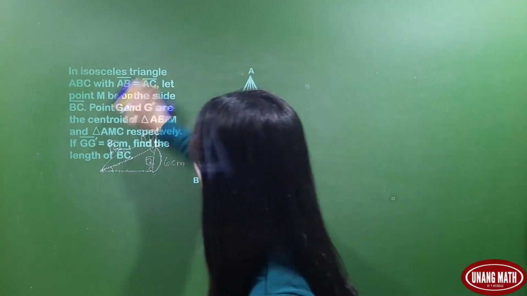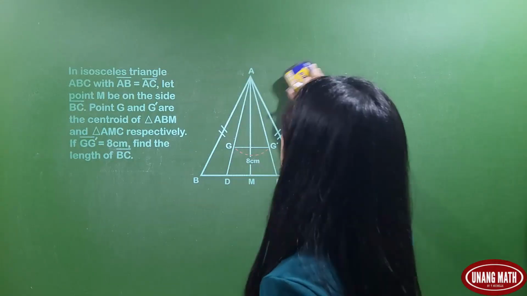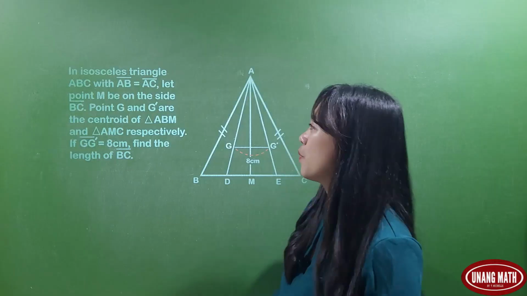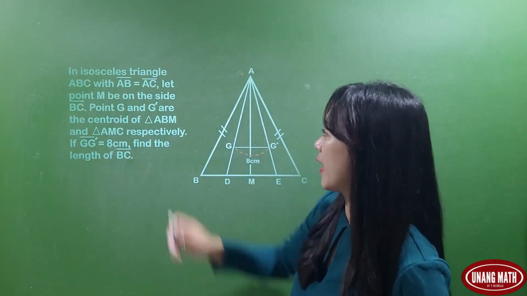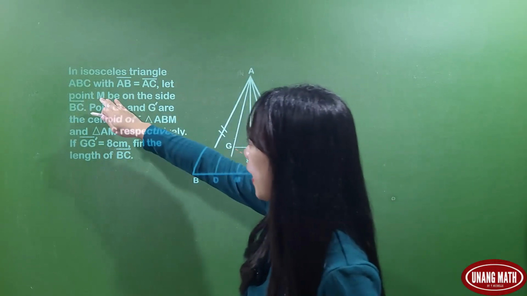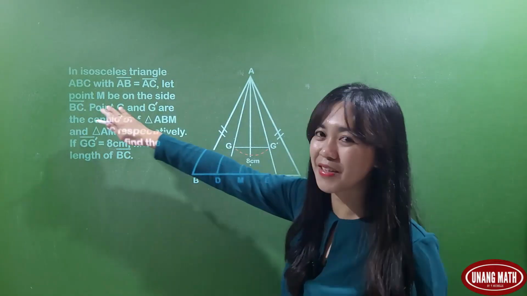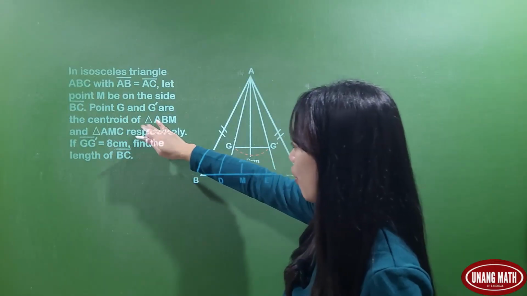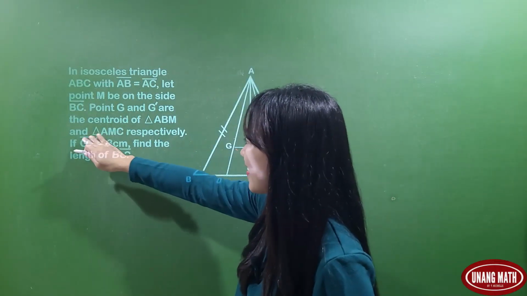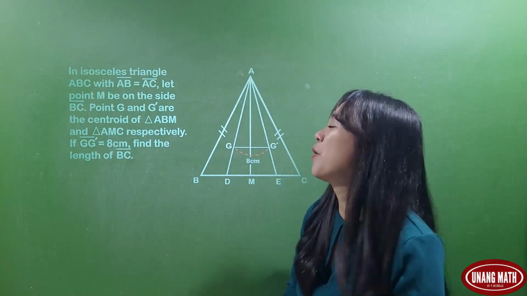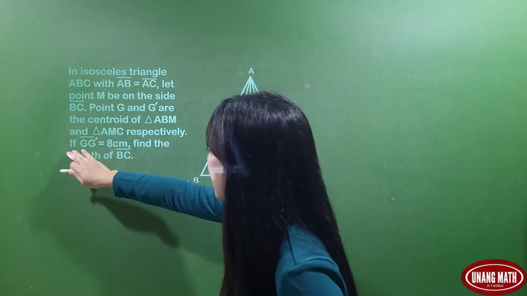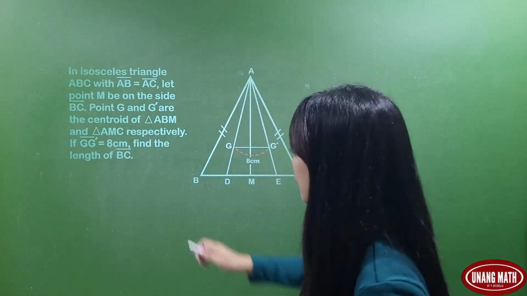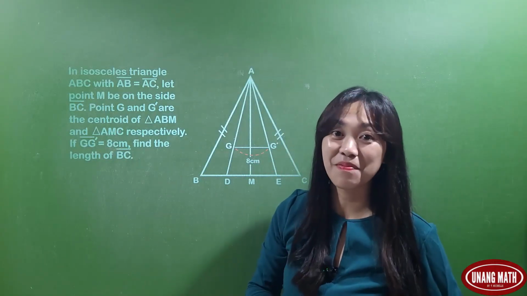Okay, moving on to our second question. According to this, in isosceles triangle ABC with segment AB equals to segment AC, we will let point M be on the side of segment BC. Point G and G prime are the centroids of triangle ABM and triangle AMC, respectively. If segment GG prime is equal to 8 centimeters, find the length of segment BC.